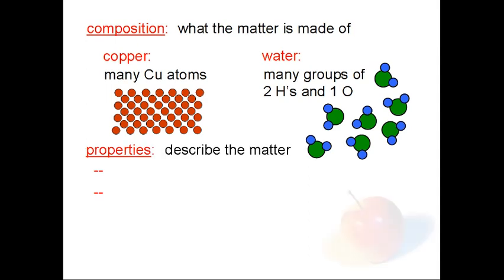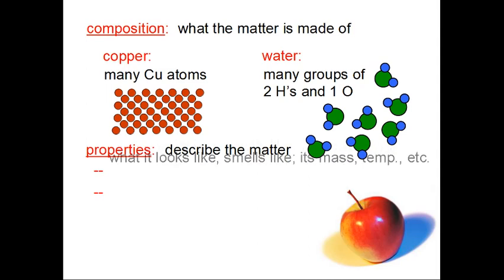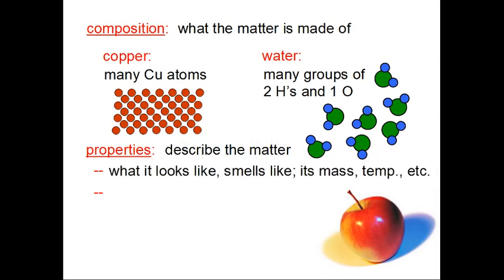Properties. Properties describe the matter. So take a second and look at that apple. What are all the different ways we can describe that apple? Think about it a second. Probably said things like red, shiny, things like that. What it looks like is red. It's shiny. What it smells like: it smells sweet once you cut it open a little bit.